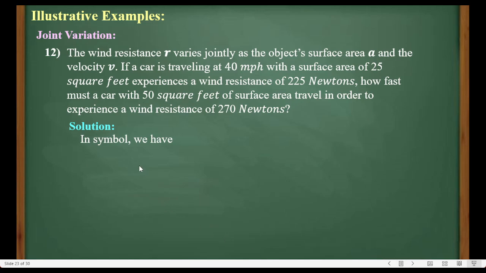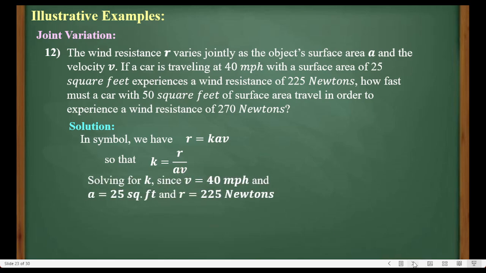So we need to translate the given statement from this problem to a mathematical equation, inserting the small letter k symbol, which is, as we all know, the constant of variation. So the wind resistance R varies jointly as the surface area A and the velocity B. Okay, so this is now translated as R is equal to K AB. And of course, from this equation, you solve for K. And your K here is equal to R over the product of A and B.